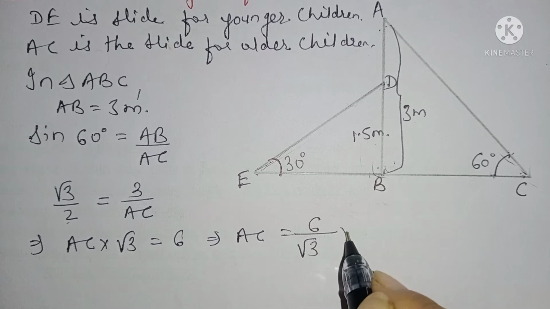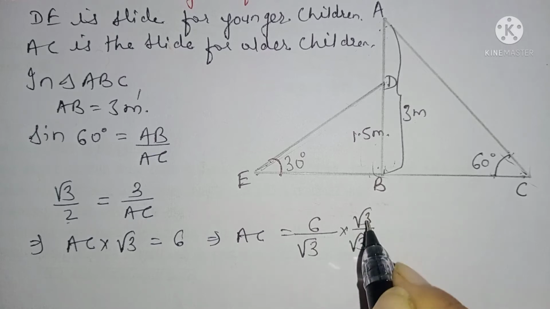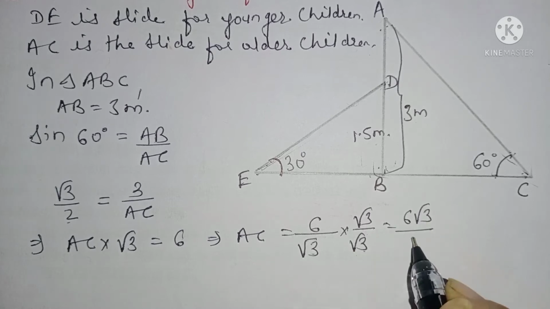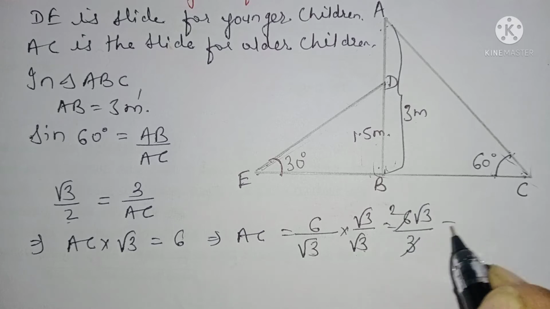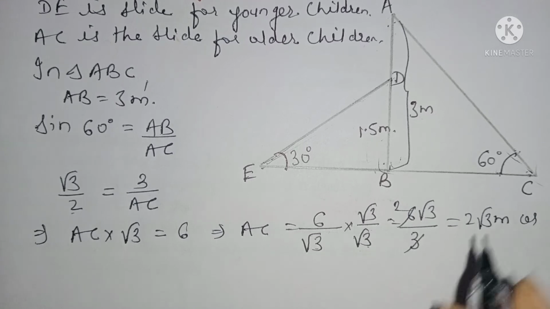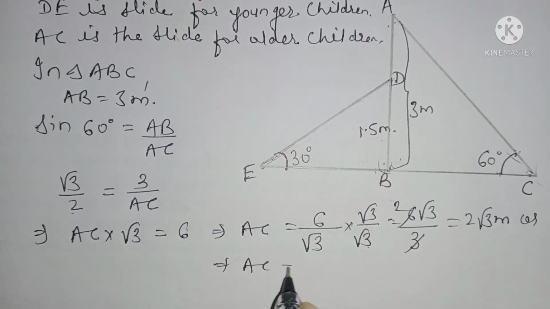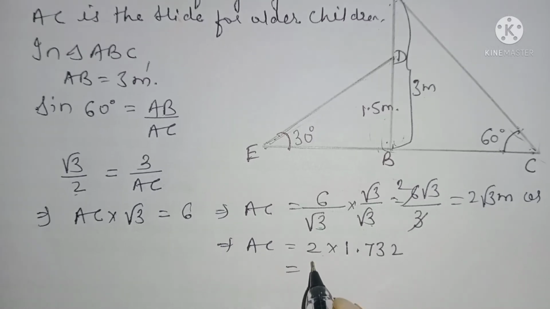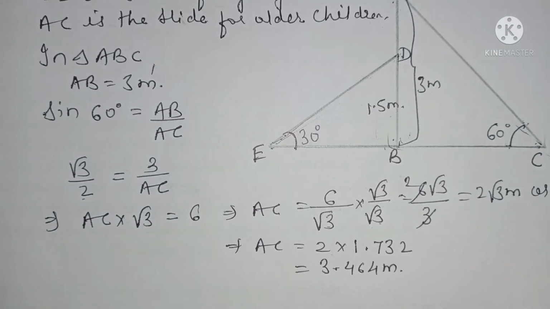Rationalize the denominator, multiplying and dividing by √3. This is 6√3 upon 3, √3 into √3 is 3, 3 2s are 6. So it is 2√3 meter, or it is better if you put the value of √3. You know the value of √3 is equal to 1.732. So 2 multiplied by 1.732, you will get the answer. It is 3.464 meter, or 2√3 meters. That's all about the big older slide.